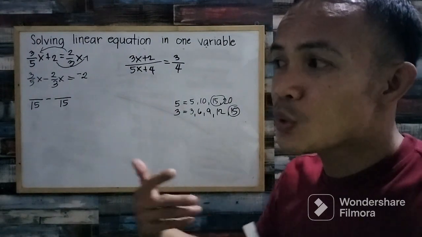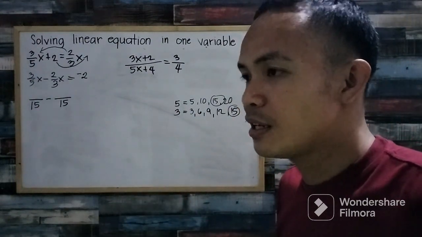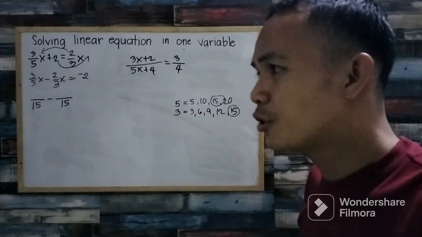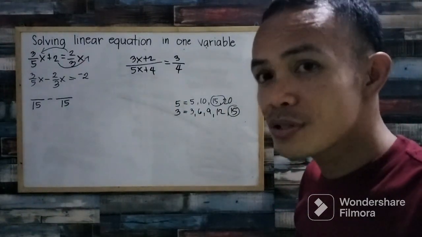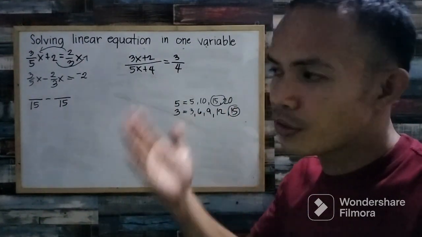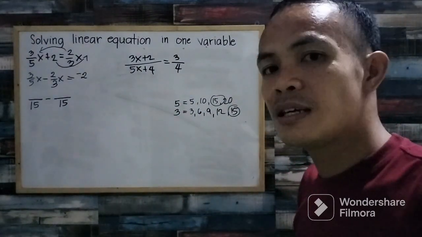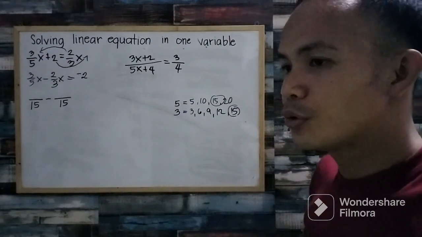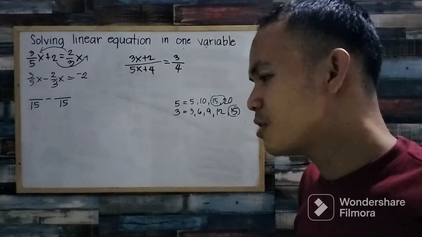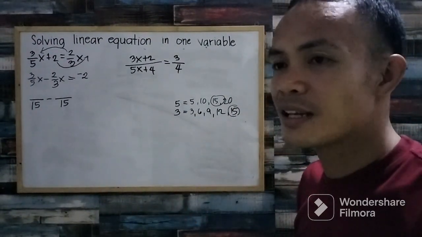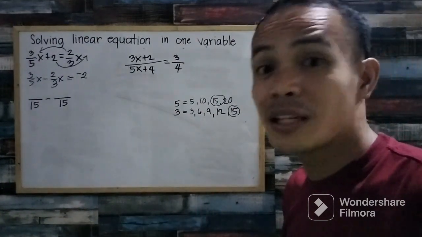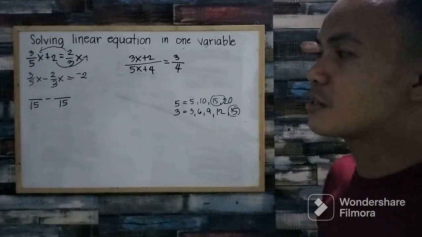Or if you can visualize the LCD, no need for you to do this one. Just by looking into the denominators or the numbers, if you can think of the possible LCD, there is no need for the listing method or prime factorization. There are many ways to find the LCD or LCM. We also have the ladder method. So there are many ways.